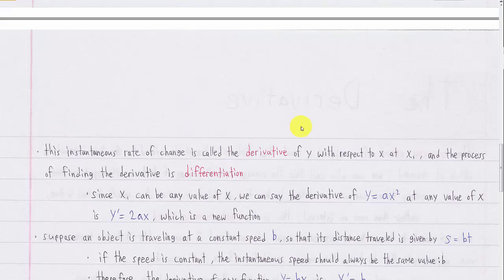So when you take the derivative of a function, it just gives you a new function, which is called the derivative, obviously. And that new function, the derivative, tells you the instantaneous rate of change of your original function at whatever value you want. So we started with the function y equals ax squared, and we differentiated to get the new function y prime equals 2ax. So the derivative tells you how fast y is changing with respect to x.